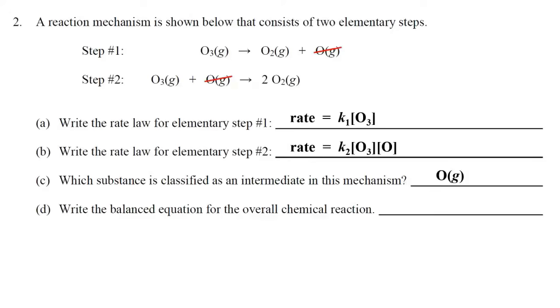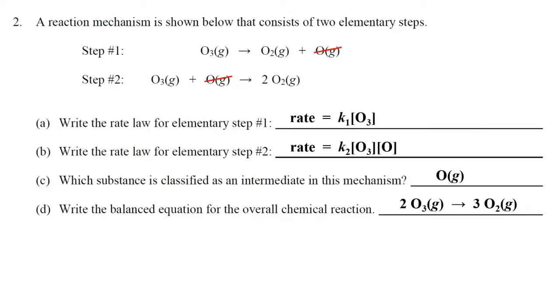And then finally, in part D, write the balanced equation for the overall chemical reaction. Well, on the left, I see 2 molecules of O3, and on the right, I see 3 molecules of O2. So when we add step 1 and step 2 together, this is what we get. 2 molecules of O3 react to produce 3 molecules of O2. That's the overall equation for this reaction.